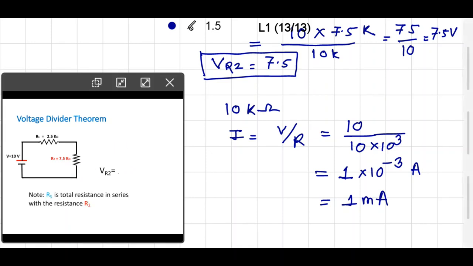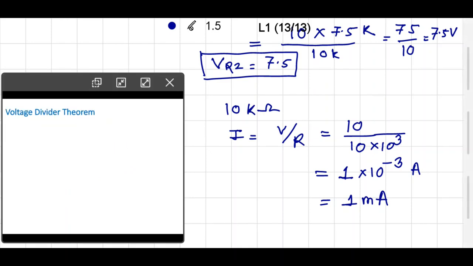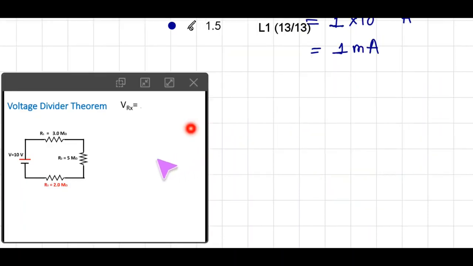Next, we are talking about another case of the voltage divider theorem. See what VRX is. In this case you see that there are three resistors, that is R1, R2 and R3. Now the question is how to find out the value across this.